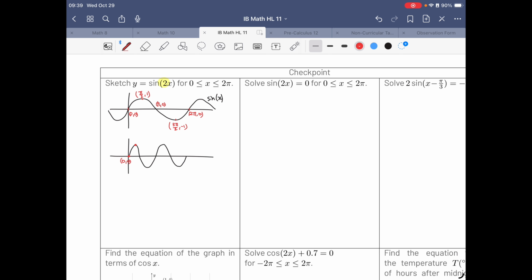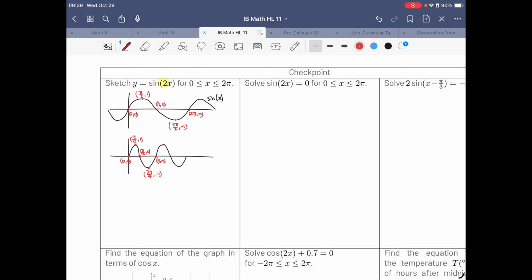The pi over 2, 1, well, I'm going to multiply pi over 2 by 1 over 2. That's going to be pi over 4, 1. Pi becomes pi over 2, 0. 3 pi over 2 becomes 3 pi over 4, negative 1. 2 pi becomes pi, 0. And then we want to go from 0 to 2 pi.